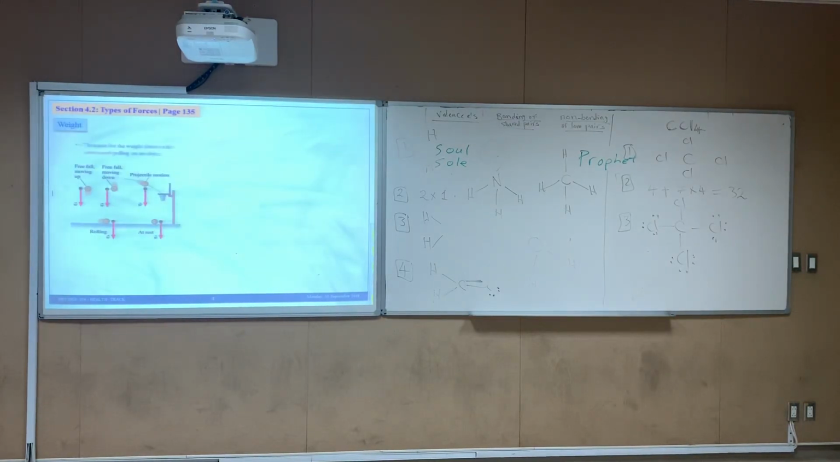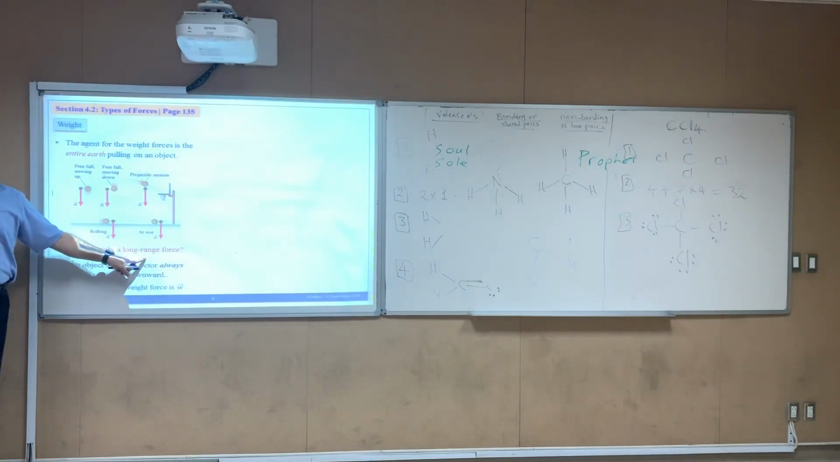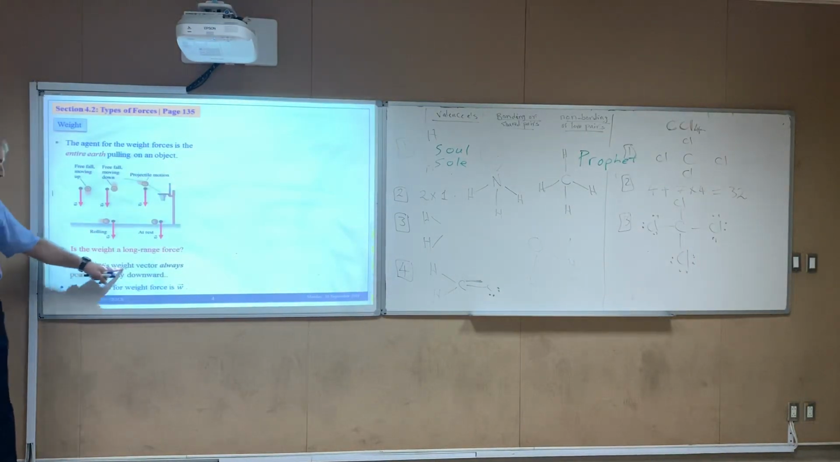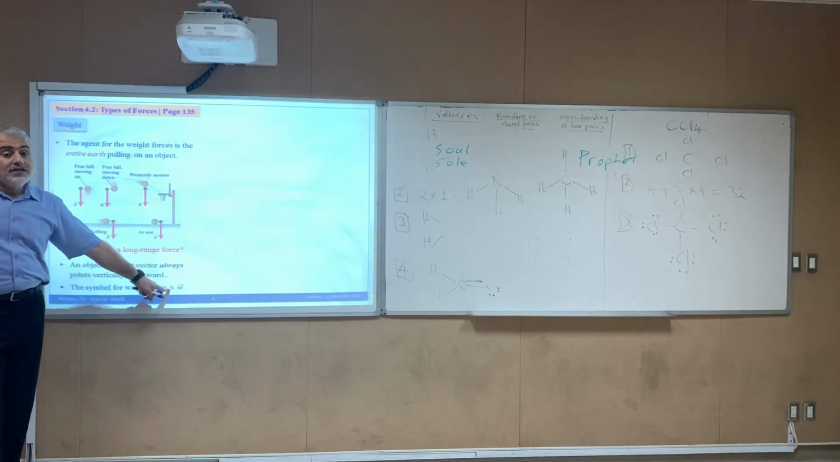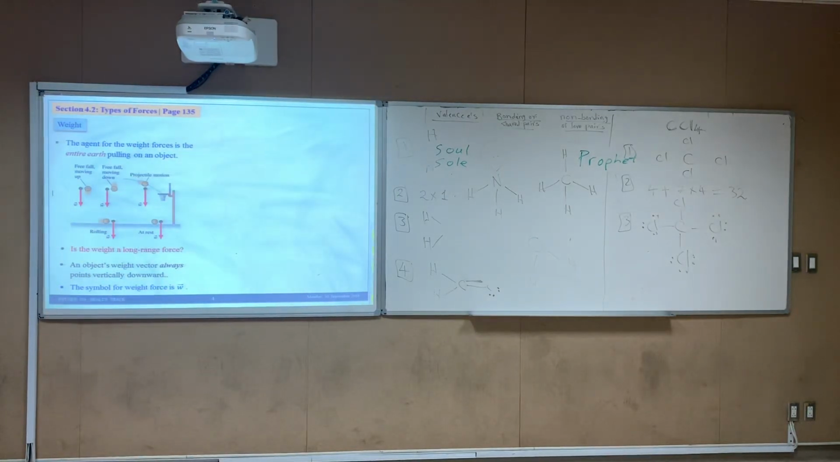Now, this is the weight. The weight is a long range force, right? Because there's no physical contact. We say an object's weight vector always points vertically downward, always. And the symbol is W. Right. Now we have another type of force.